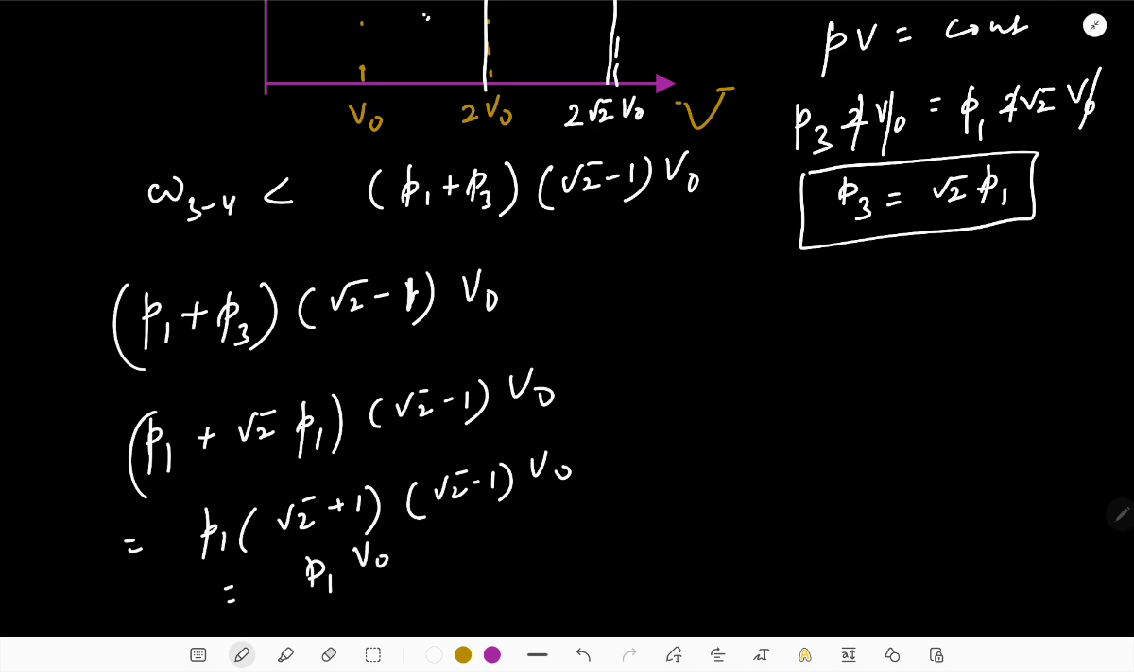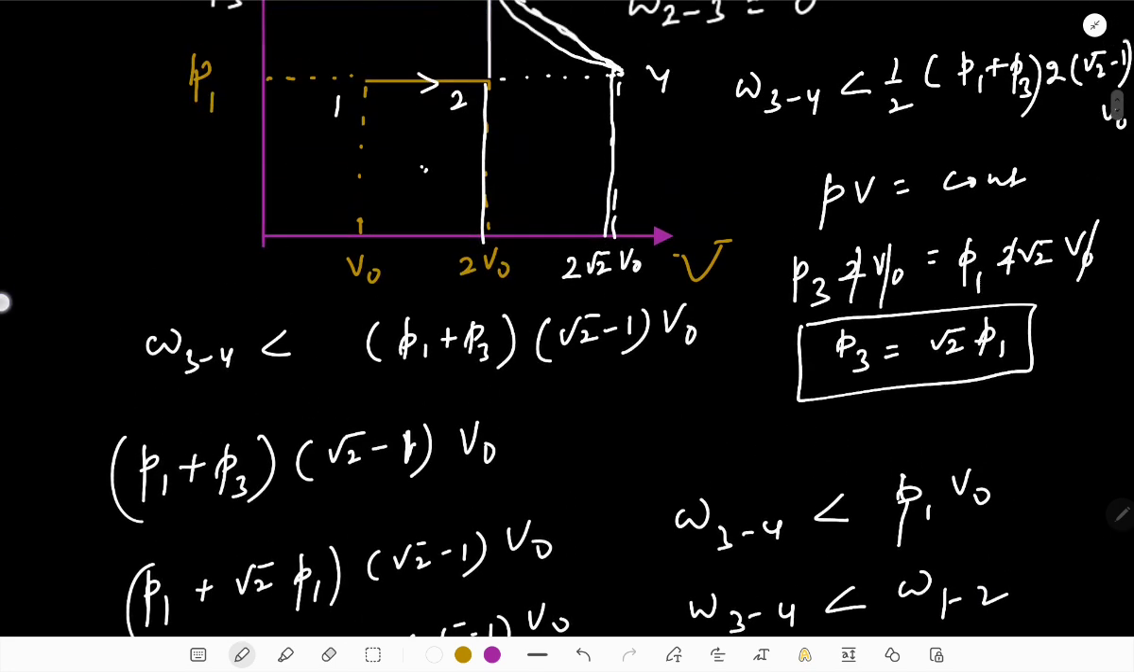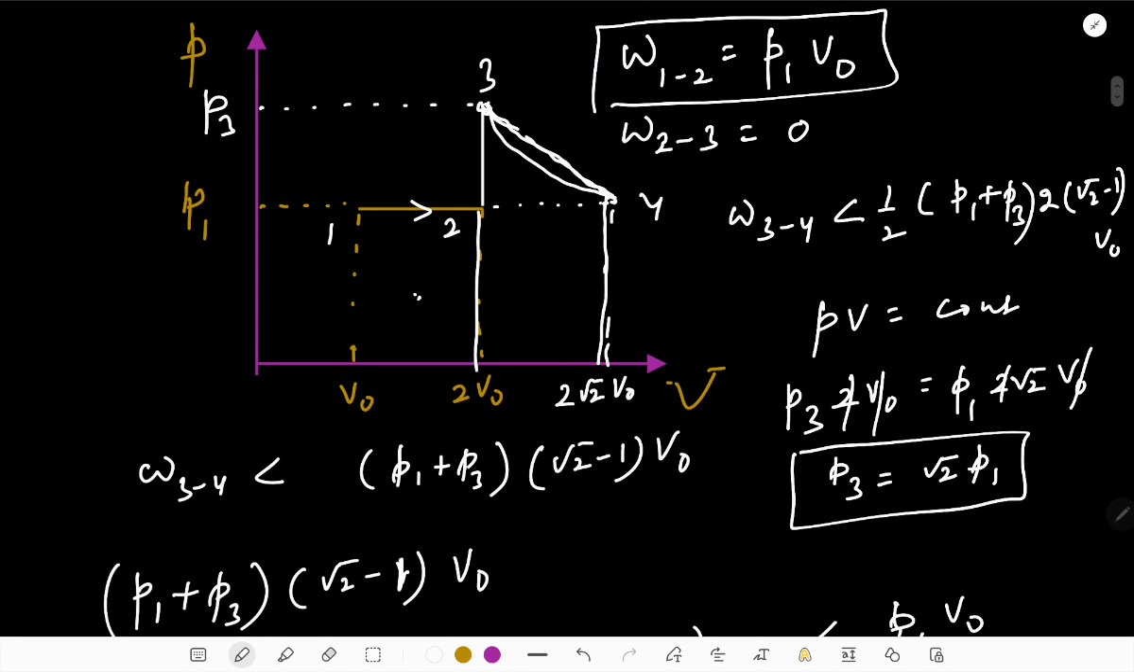So W34 is less than P1 V0, that means W34 is less than W12, the work done in process 1 to 2. It has been proven. So the maximum gas work is in the section 1 to 2, and that's our answer. So thank you very much for watching.